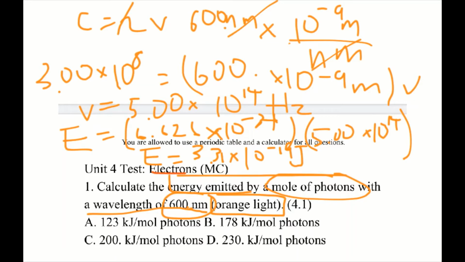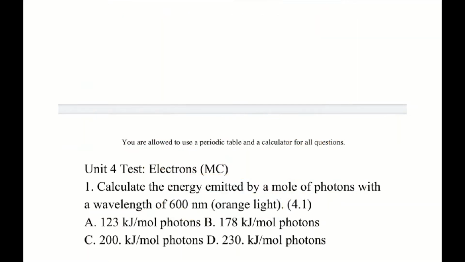Now, let's take a step forward and think about what the question is asking. This is for one photon. They want a mole of photons. So naturally, if this is for one photon, then you have to multiply this by the number of photons in a mole in order to get the energy for a mole of photons.